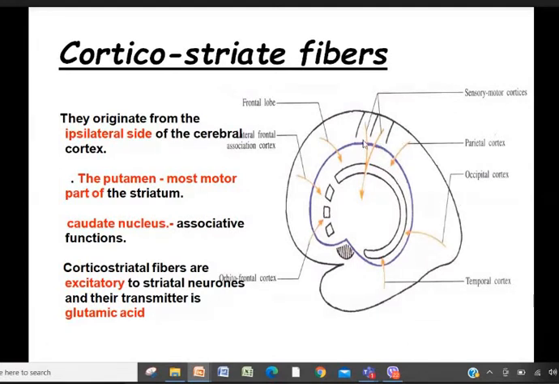Look here. This is from the cortex to the striatum. They originate from the ipsilateral cerebral cortex, and the putamen receives the motor part. Whereas the caudate nucleus is associated with associative functions. Corticostriatal fibers excite the striatal neurons and transmit using glutamic acid. All this you'll study in physiology, so we are not going to elaborate in anatomy. Just remember fibers coming from the cortex.